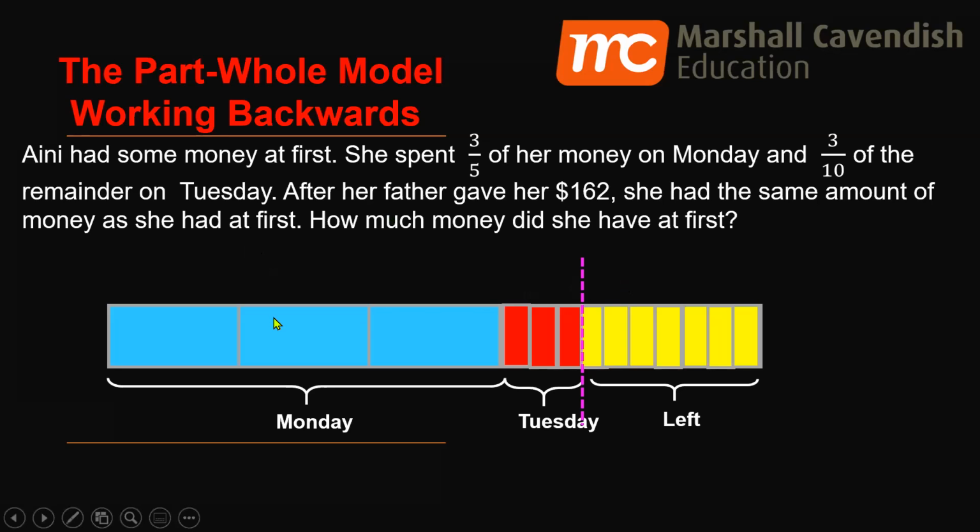After the father gave her another $162, she had the same amount of money she had at first. So this amount of money was gone, right? This amount of money was gone. She was left with only the yellow parts. But after the father gave $162, she had the amount she had at first. So you can see that each part was subdivided by 5. So you have 5, 10, 15, and then you have 8 parts here. 15 plus 3 is 18 parts. 18 parts represents 162.